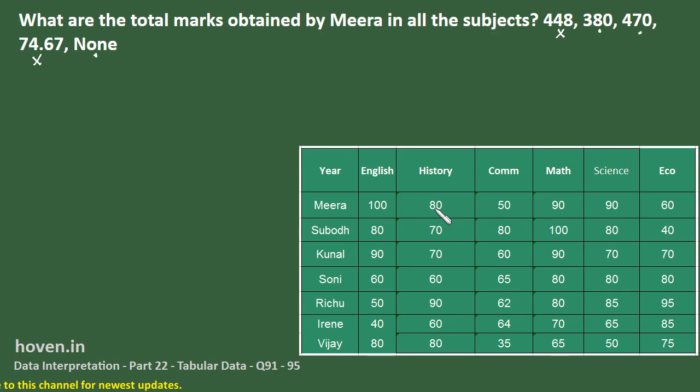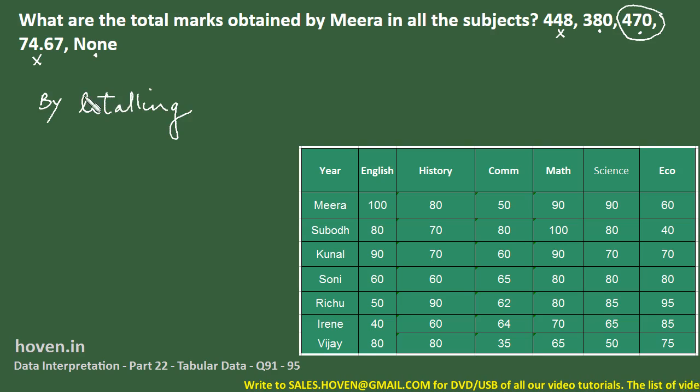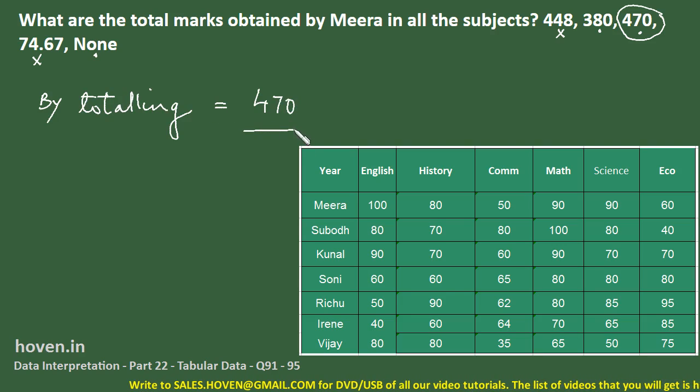100 plus 80 is 180. 90 and 90 is 180. So you get 360. 360 and 60 will give 420. 420 and 50 will give me 470. Therefore, 470 is the required answer. By totaling, 470 is the answer.